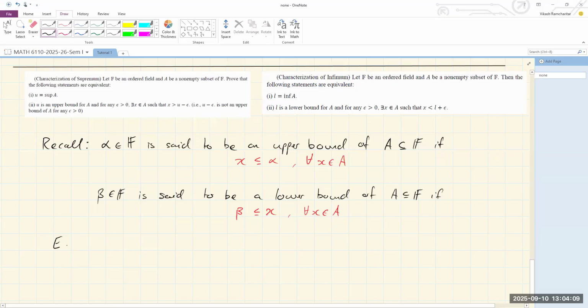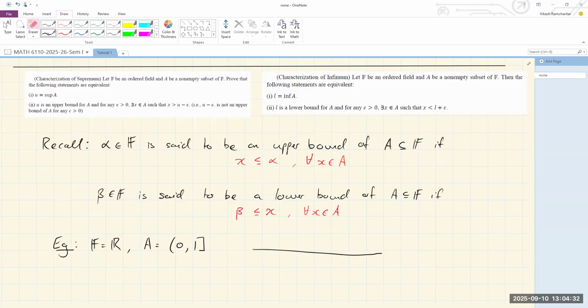So for example, if we take as our field the real numbers, and as our set A, let's just say the interval 0, 1, open at 0, and let's just say closed at 1. Yeah, let me draw back the line.